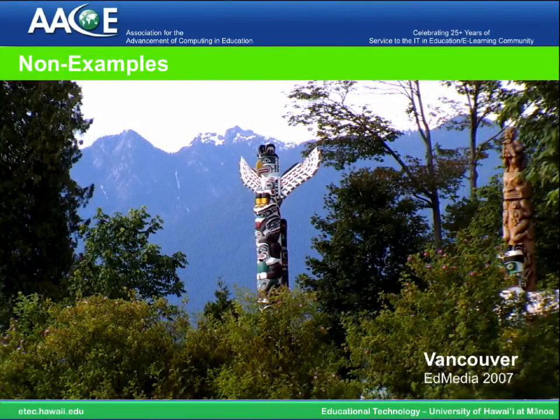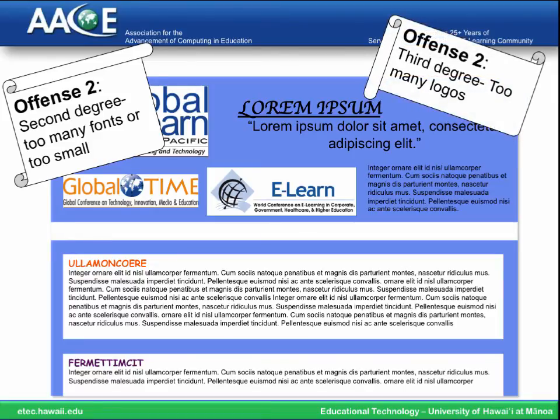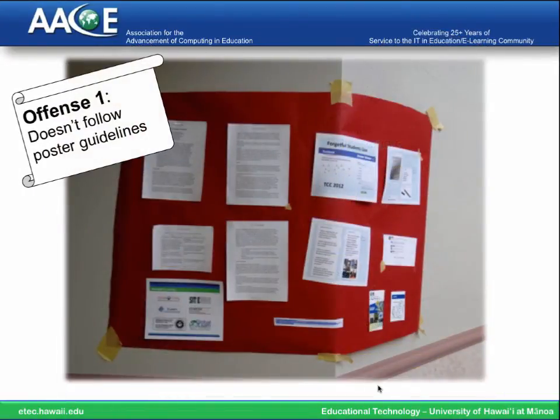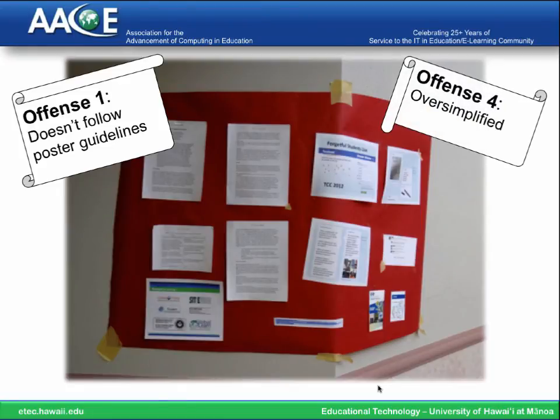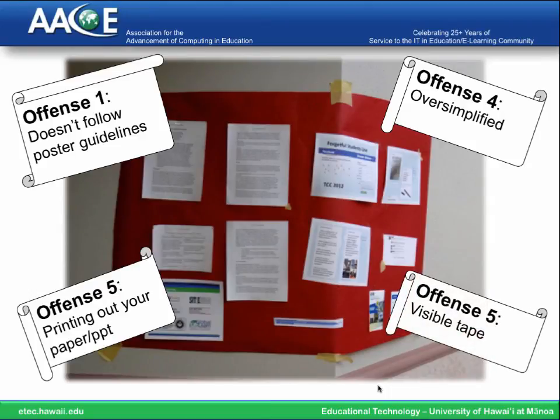Non-examples. Offense number 2, second degree, too many fonts or too small. Second offense, third degree, too many logos that are not relevant. Offense 1, doesn't follow poster guidelines. Offense 4, oversimplified. Offense 5, printing out your paper or PowerPoint. And even worse, visible tape.